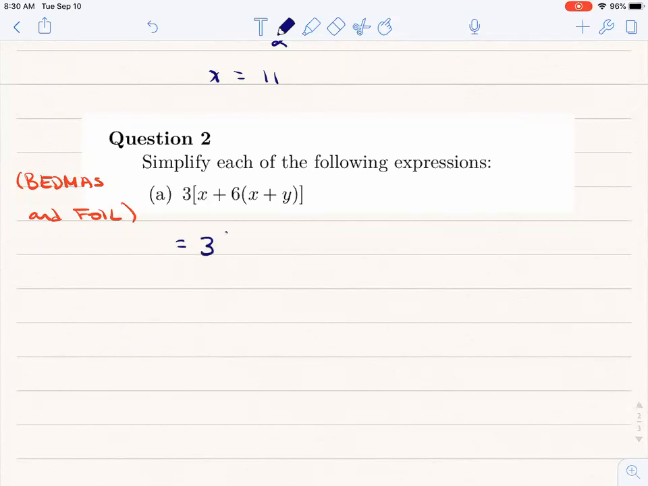So we're gonna kind of mow down those brackets first. So we've got 3 on the outside, just hanging tight. x is just gonna hang out too. Plus, and then 6 times x plus 6 times y, right? We have to bring that 6 inside both things. Terms, I guess they're called. 6x plus 6y.